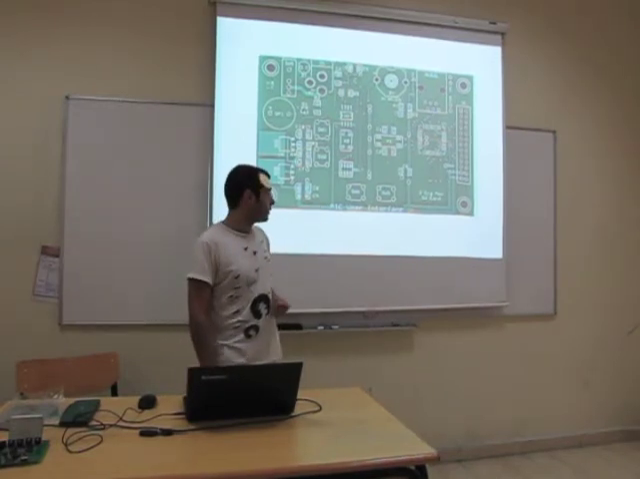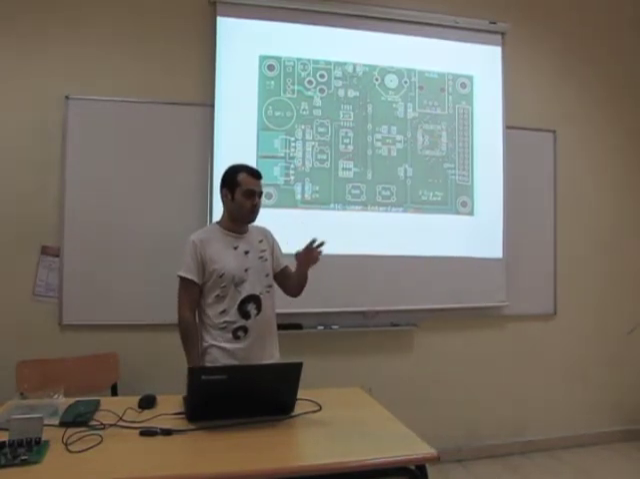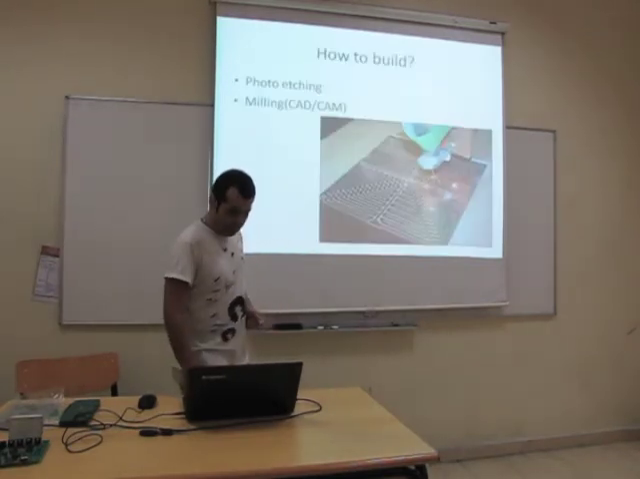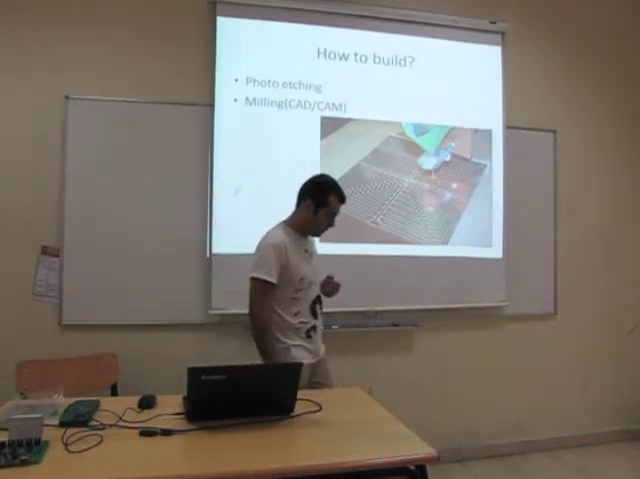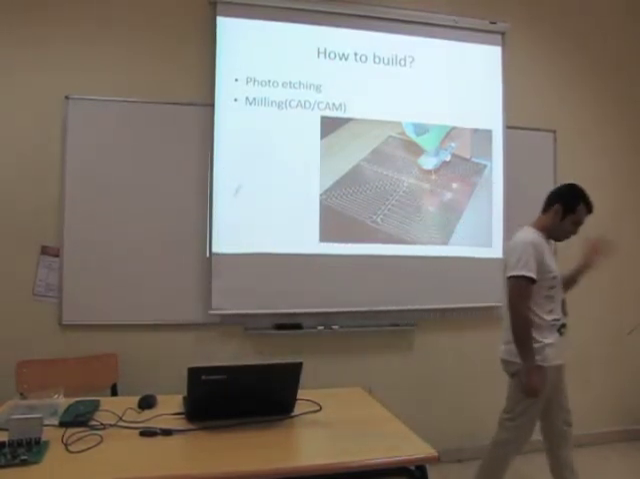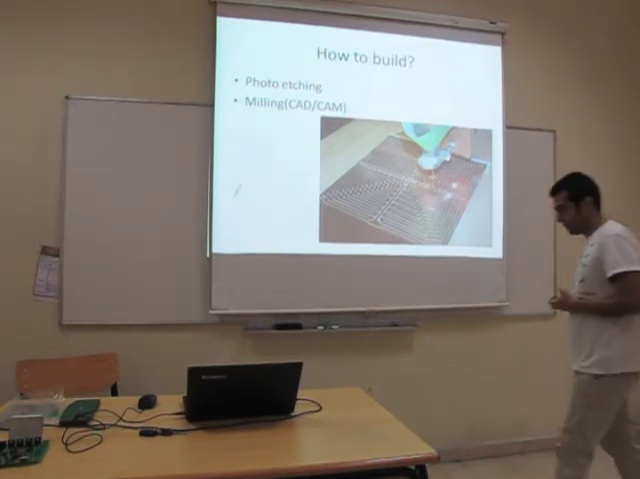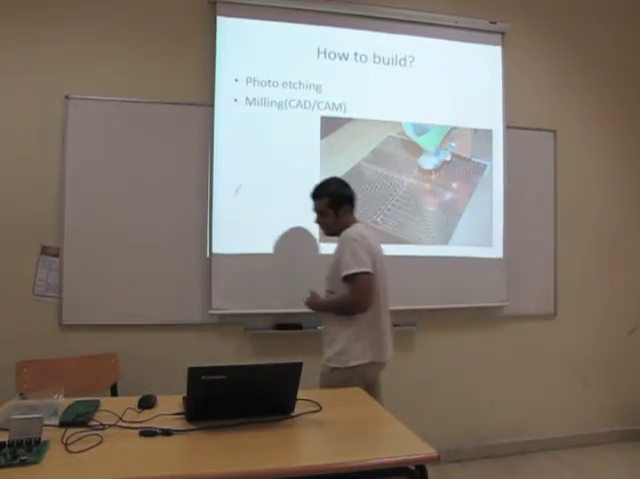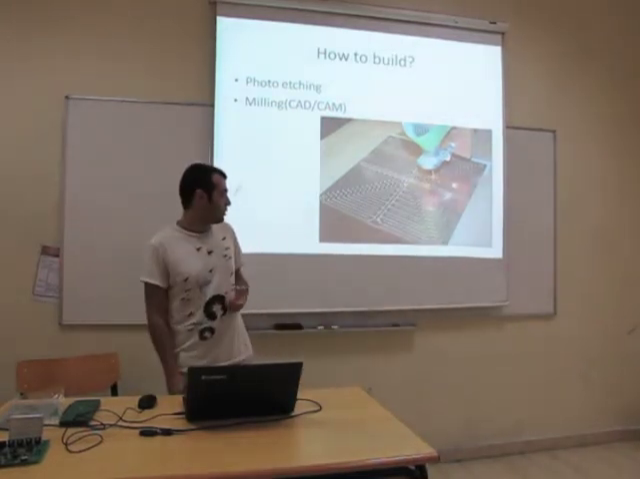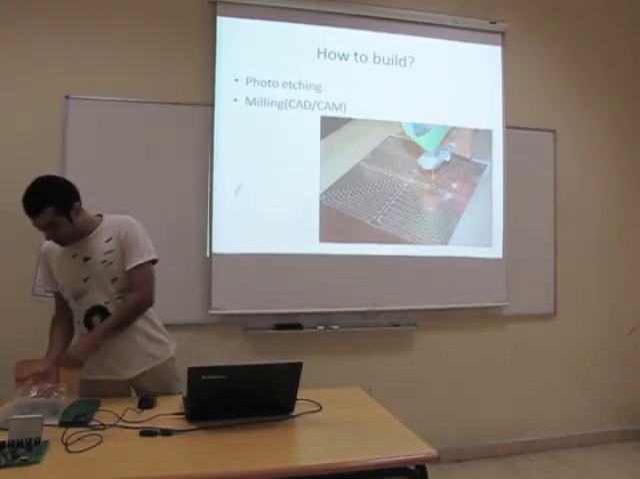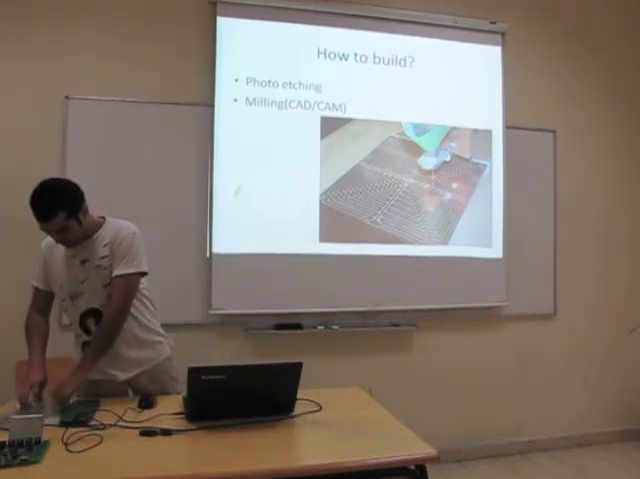You send a company a plan, a plot, and they send you back such a thing. Okay, how to build them? There are lots of ways, but I want to mention a few. Photo etching is, I can say, one of the oldest ways to do PCBs. It uses a very simple, logical thing.